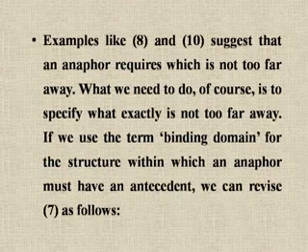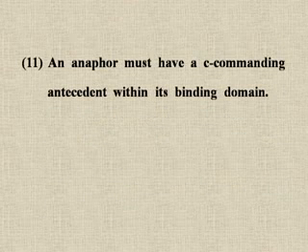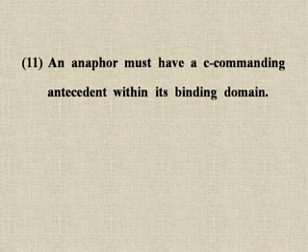Examples like 8 and 10 suggest that an anaphor requires an antecedent which is not too far away. What we need to do, of course, is to specify what exactly is not too far away. If we use the term binding domain for the structure within which an anaphor must have an antecedent, we can revise 7 as follows. An anaphor must have a C-commanding antecedent within its binding domain. Given this formulation, our task is to say what the binding domain for an anaphor is.